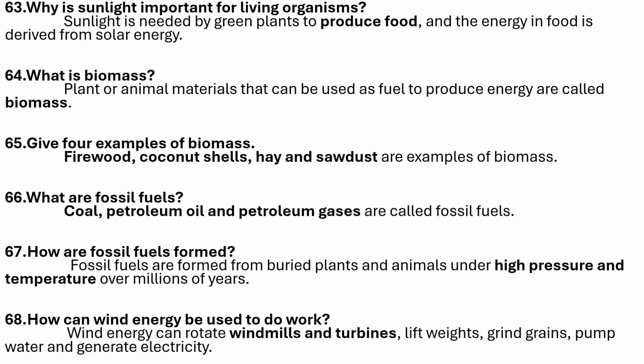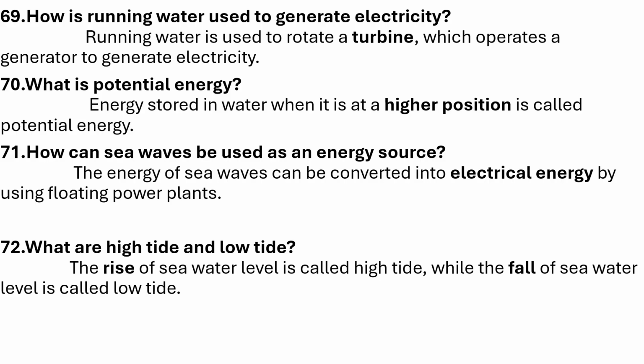How can wind energy be used to work? Wind energy can rotate windmills and turbines, lift weights, grind grains, pump water, and generate electricity. How is running water used to generate electricity? Running water is used to rotate a turbine which operates a generator and generate electricity.